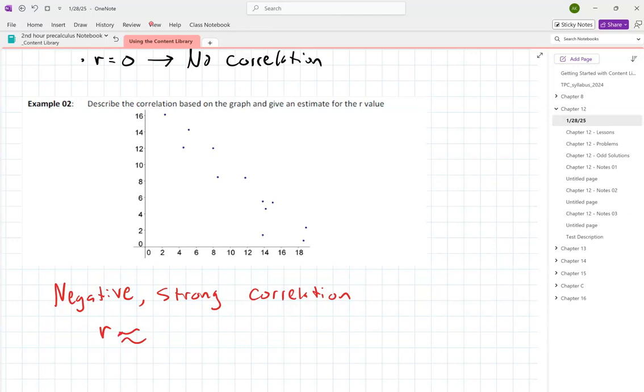And now let's estimate an R value based on this. So this is almost a pure guess, except we know one thing right away. What should the sign of this R value be? It needs to be negative because it's a negative correlation. So it has to be some number between -1 and 0. The closer we are to -1, the stronger our correlation is. The closer you are to 0, the weaker this is.